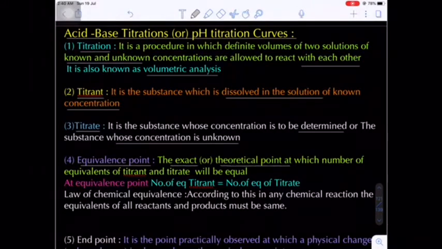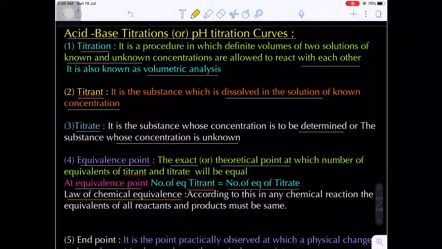Now this is a very important point, called the equivalence point. In this acid base reaction, it is the exact point at which the number of equivalents of titrant and titrate will be equal. That means at the equivalence point, the number of equivalents of a titrant will be equal to the number of equivalents of a titrate, or the number of milliequivalents of a titrant will be equal to the number of milliequivalents of titrate.